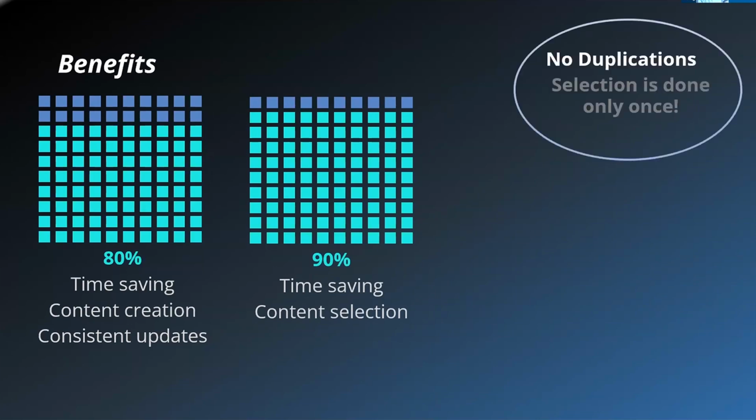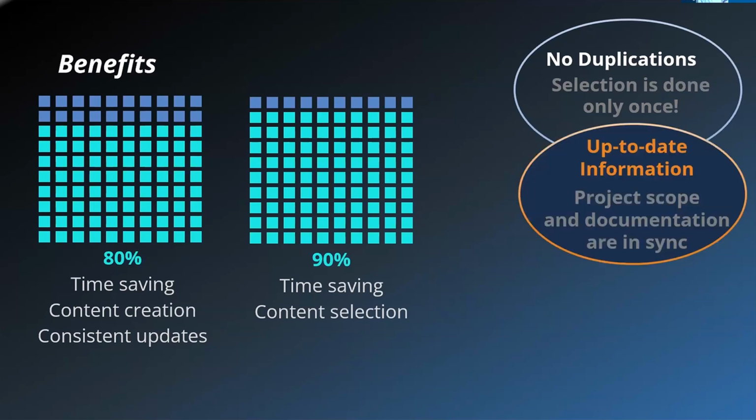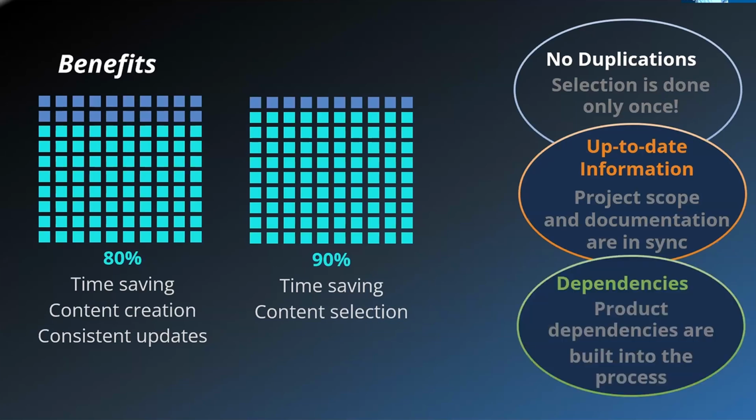And their benefits: no duplications, select it once, up-to-date information, and the dependencies. Part of their system meant that some components were reliant on other components. So you might not want a particular section, but if another section that you did want was reliant on that section, that section was still included automatically within the build, so the software still worked.